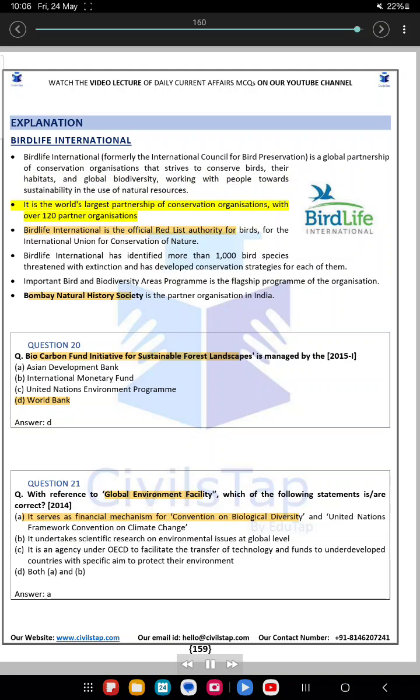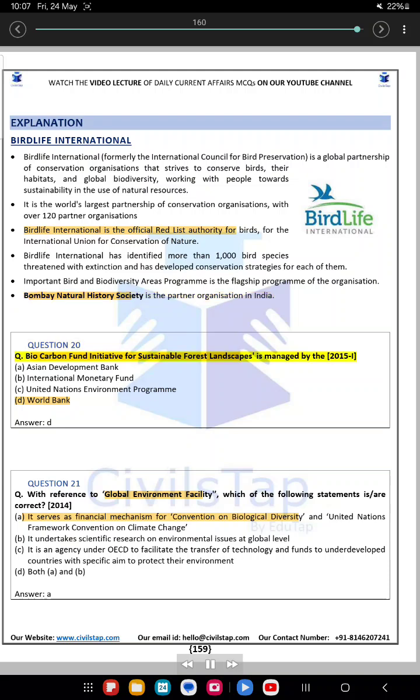It is the world's largest partnership of conservation organizations, with over 120 partner organizations. BirdLife International is the official Red List authority for birds, for the International Union for Conservation of Nature. BirdLife International has identified more than 1,000 bird species threatened with extinction and has developed conservation strategies for each of them. Important Bird and Biodiversity Areas program is the flagship program of the organization. Bombay Natural History Society is the partner organization in India.